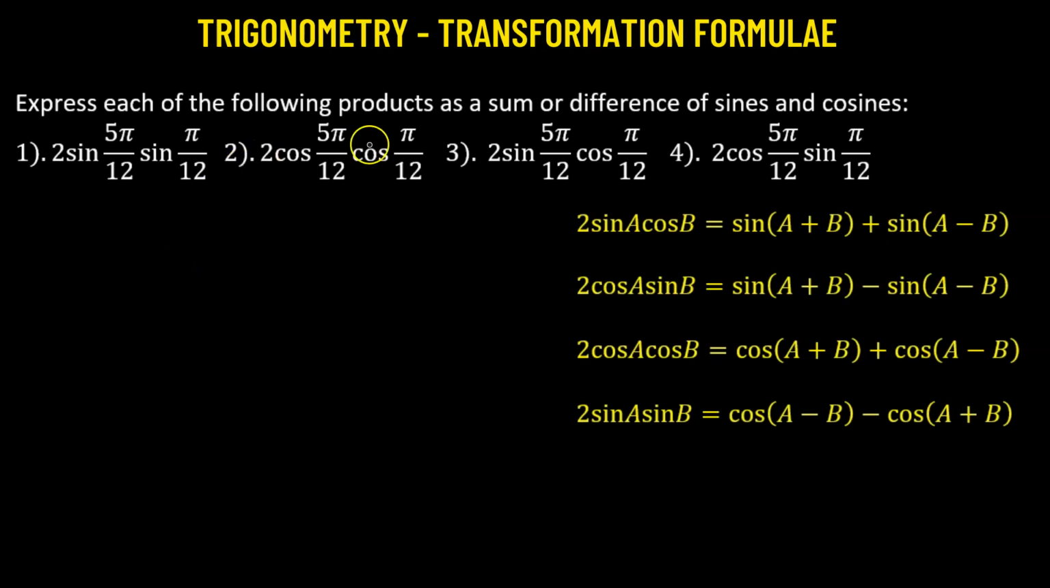So in this problem, we need to express each of the following products either as a sum or as a difference of sines and cosines. So here I have listed the four transformation formulas. In the first one, we have the product of a sine and a cosine function. So that transforms into the sum of two sine functions. Similarly, the other three are also stated here. So let's begin with problem number 1.